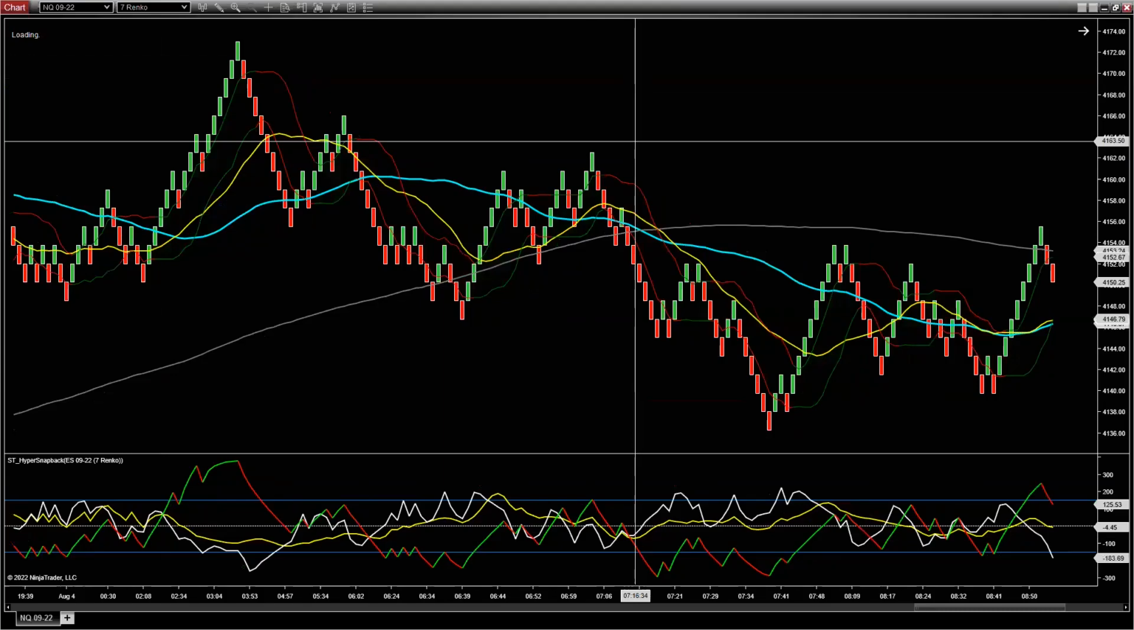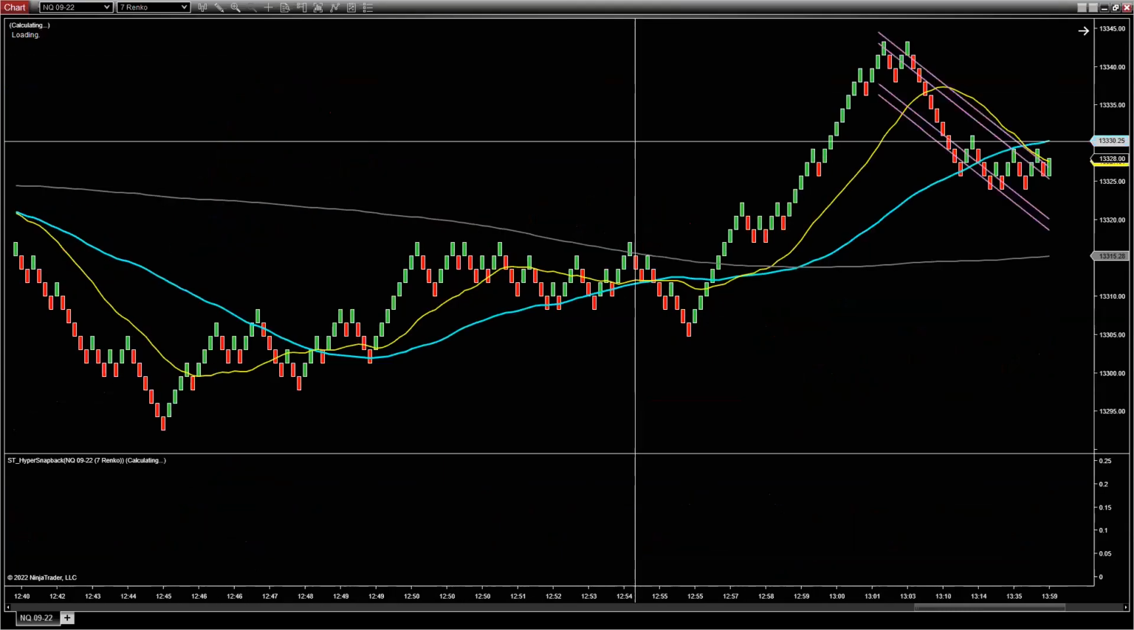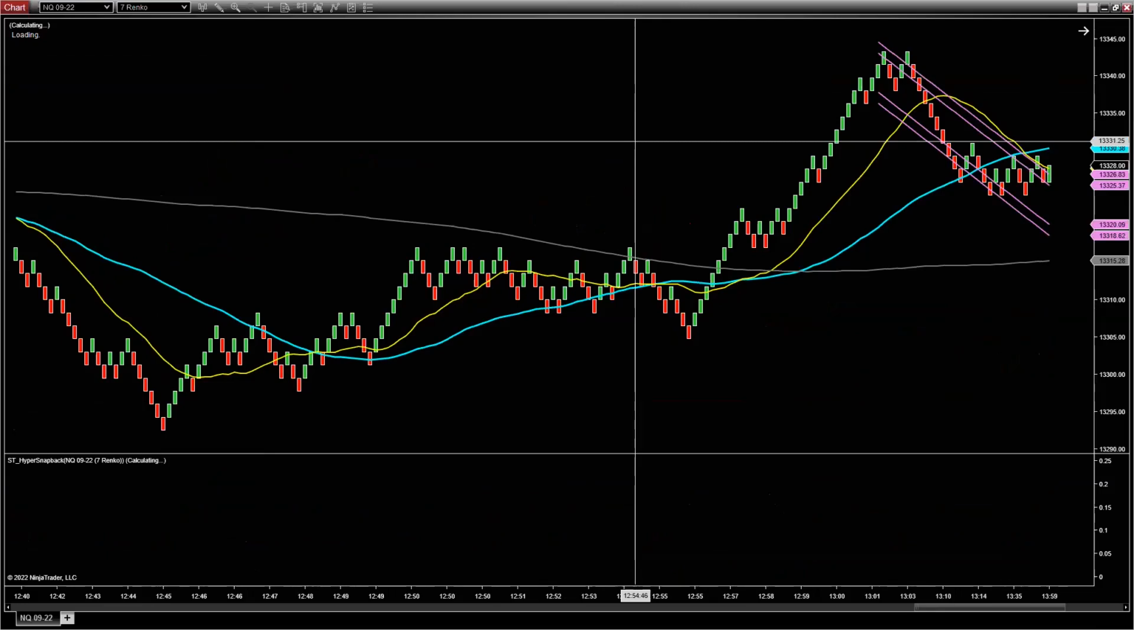So as you can see, it works on different time frames, different financial instruments. We make it very simple to understand price action. It's very important that all of our studies are based off of interpreting price action.